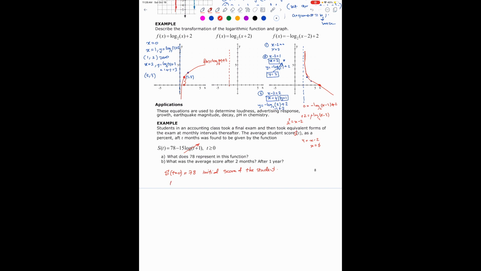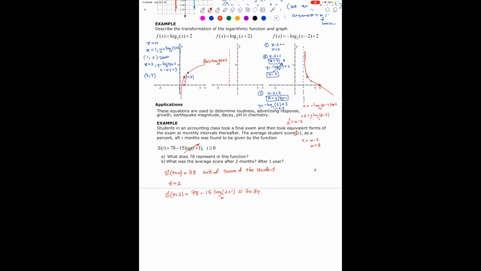So after 2 months, that means t is equal to 2. We're going to plug it in. So S when t is equal to 2 equals 78 minus 15 log base 10 of 2 plus 1. And you can compute that. 78 minus 15 log base 10 of 3, approximately 70.84. I'm going to round it to 2 decimals.